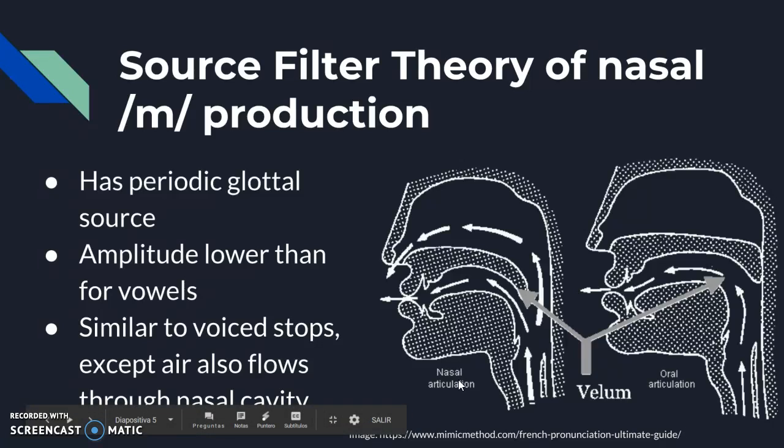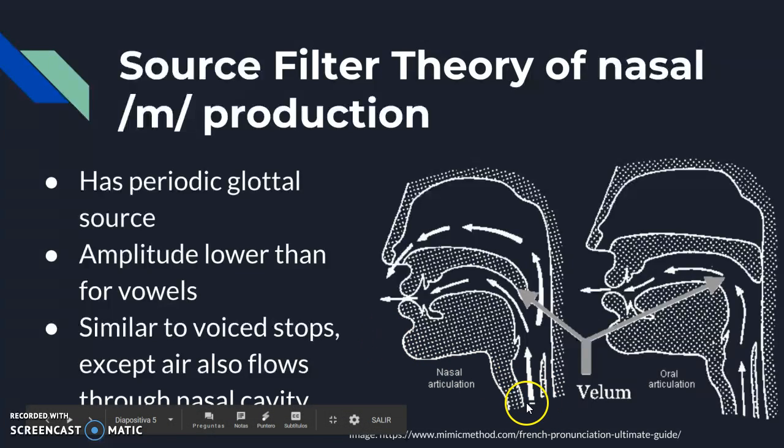And then the source filter theory of the nasal sound. So the sound is going to be a little bit different than vowel production. It does have a periodic glottal source, just like a vowel, but its amplitudes are going to be lower than that of vowels. So it'll be similar to a voiced stop, except air is also going to flow through the nasal cavity, as we know.